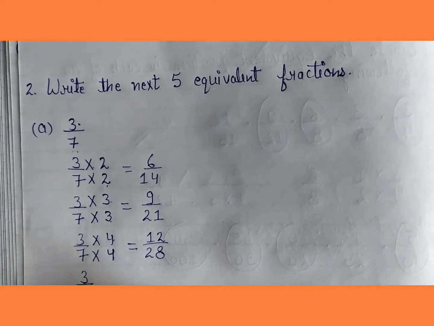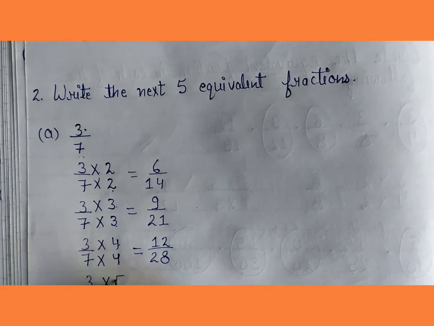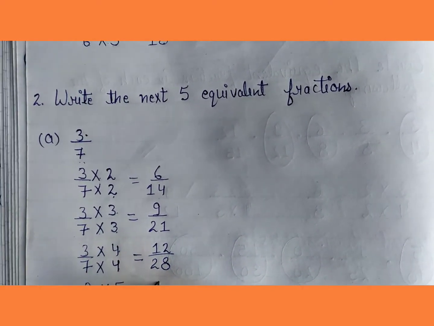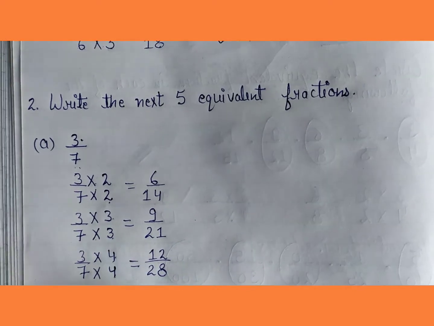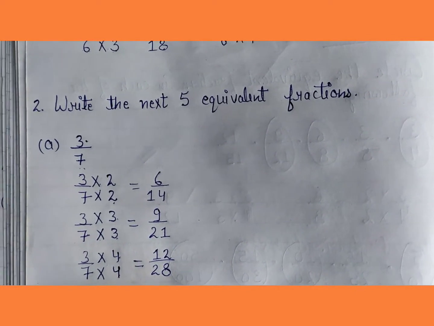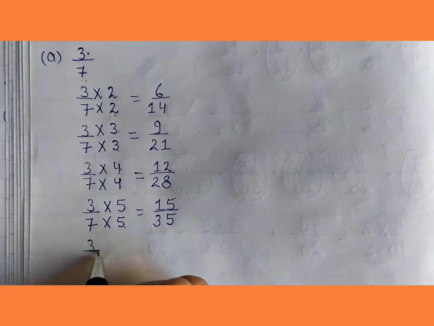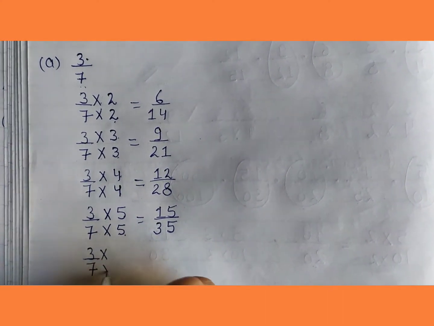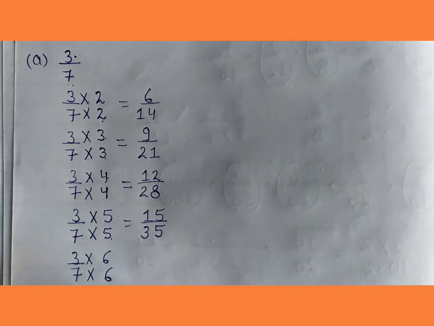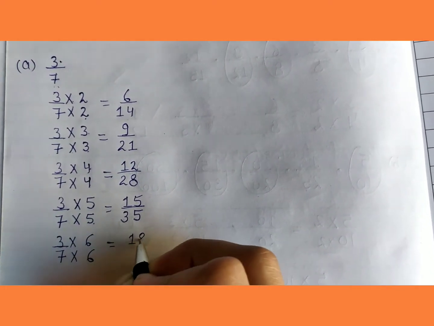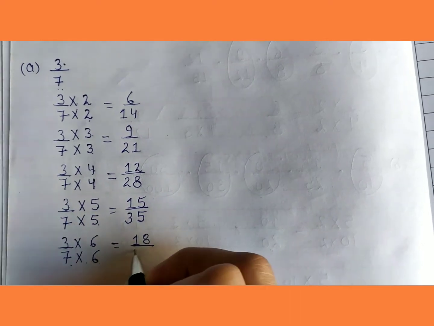3 upon 7. Multiply by 5. 3 multiply 5 equal to 15. 7 multiply 5 equal to 35. 3 upon 7. Multiply by 6. 3 multiply 6 equal to 18. 7 multiply 6 equal to 42.